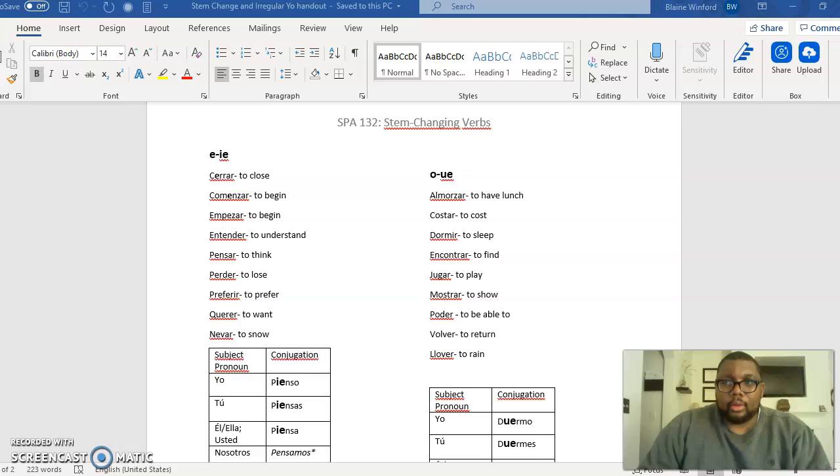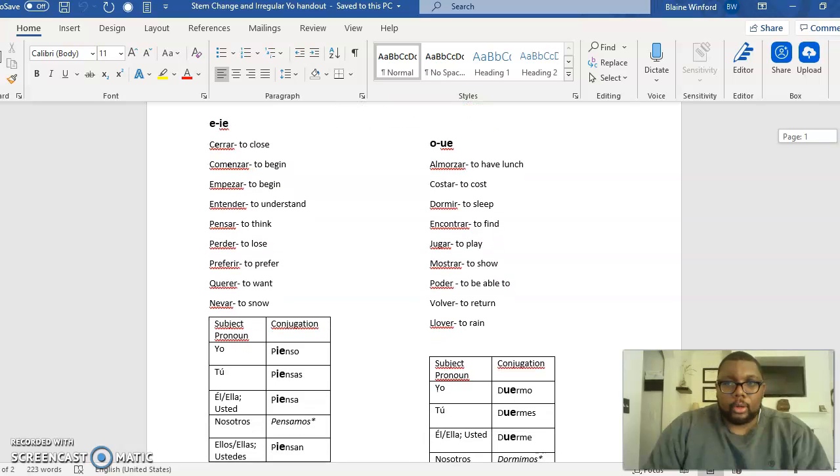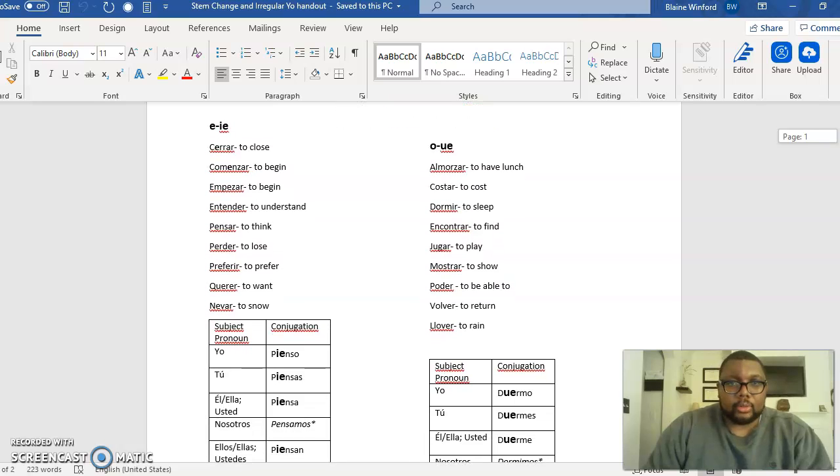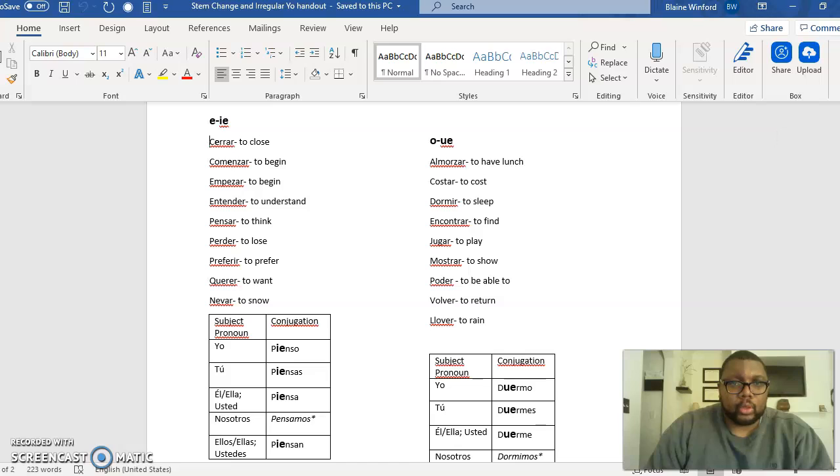Now, let's talk about the three categories of stem change verbs that we have. We have E to IE stem changes. We have O to UE stem changes. And we have E to I stem changes, which I hope to scroll down and show you. Let's start with E to IE stem changes.